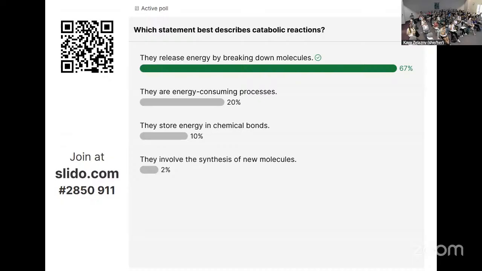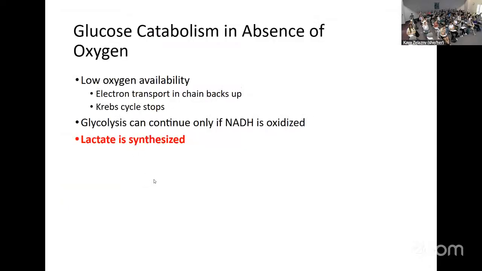Remember this silly way. I have a friend named Anna. She's pretty tall. I pretend she has a little cat, and I picture Anna and her cat every time I see these words. I was reminding you of this word catabolic because our next slide is titled glucose catabolism in absence of oxygen. So putting those together, we're talking about breaking down glucose, getting its energy when we don't have oxygen.